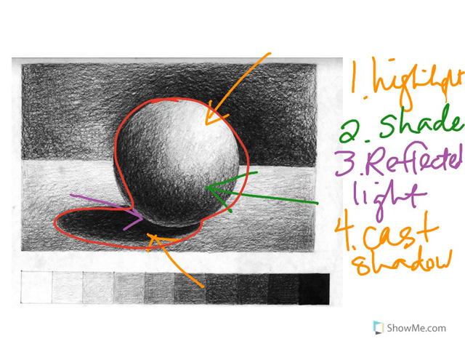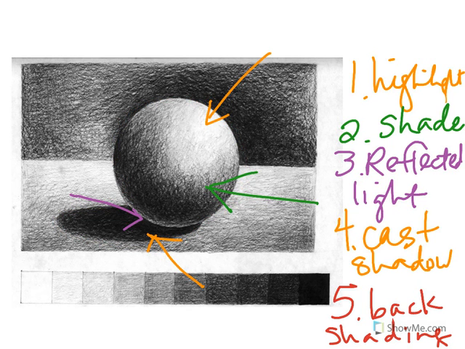Our goal is to make it look like a rounded sphere on a flat surface. And then number 5 is the back shading, and that's all of this in the background, kind of above the surface of the counter or the table that it's sitting on. That back shading is really going to add some more contrast and make the sphere look like it's popping off the page.